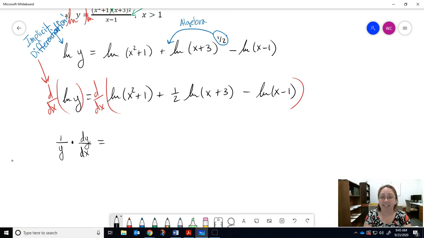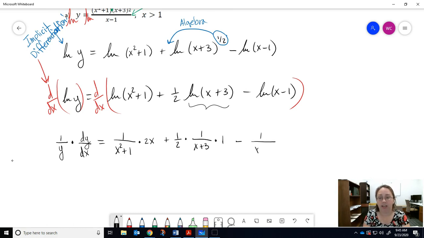On the right, everything's x's, so no more dy dx's to deal with. Just take the derivative. So ln, the rule says you do 1 over the inside times what? The derivative of the inside. Plus the 1/2, it's a constant multiple, it just chills out, times the derivative of ln, well that's 1 over the inside stays the same, times the derivative of the inside. What's the derivative of x plus 3? Just a 1, so that's gone. Minus 1 over the inside times the derivative of the inside. Again, that's just 1.